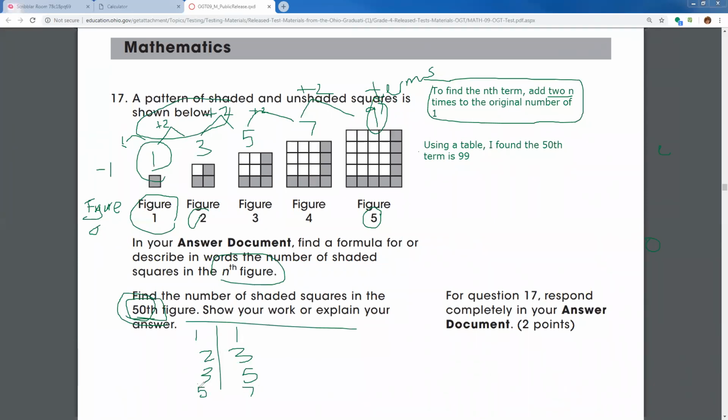Sorry, I wrote 5 when I should have gone up to 4. The fourth figure is 7. The fifth figure, if we add 2 more, is 9. The sixth figure, if we add 2 more, is 11. And I would just literally create this table until you get up to the 50th figure to get your accurate number at that 50th figure. Any other questions on this problem? Okay.